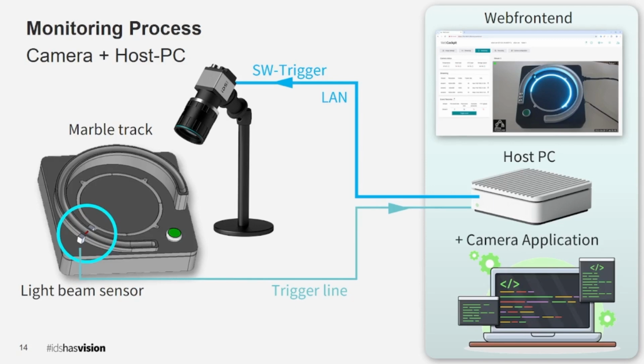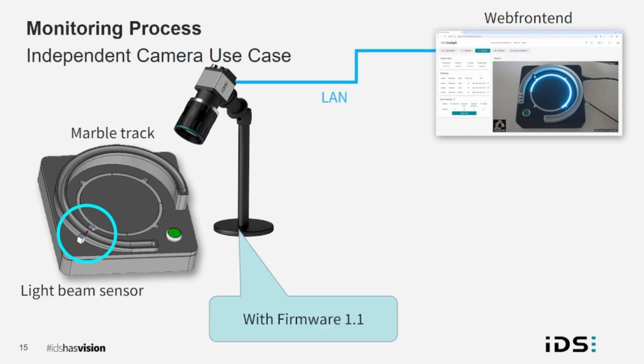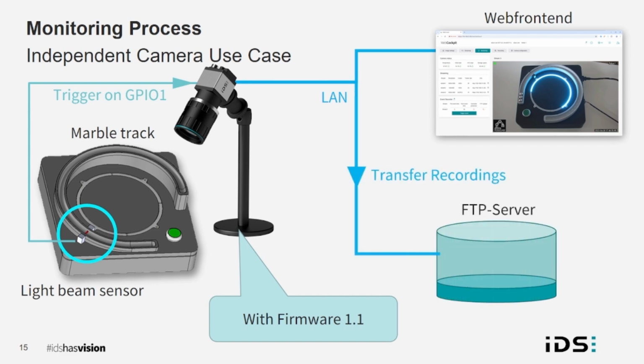With firmware update 1.1, a host PC or external camera application is no longer necessary. You simply connect the signal or the signaling device, such as the light beam sensor or another trigger, to one of the GPIOs or digital input of the camera. The camera now automatically takes care of the recording and also transfers the data to a connected FTP server. Access to the web frontend is now only necessary for configuration. At runtime, the monitoring camera now works completely independent.